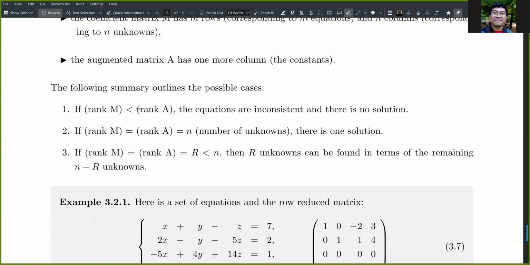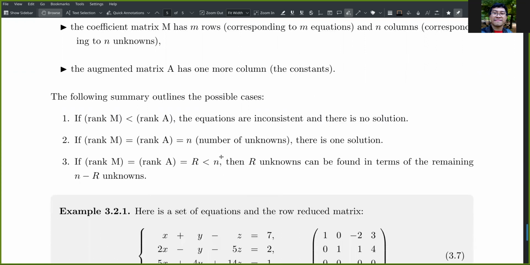If the rank of M is less than the rank of A, then the equations are inconsistent and there is no solution. If rank M equals rank A and they are equal to the number of unknowns, then there is one solution. If rank M equals rank A, equal to r but less than n, n is the number of unknowns, then r unknowns can be found in terms of the remaining n minus r unknowns.